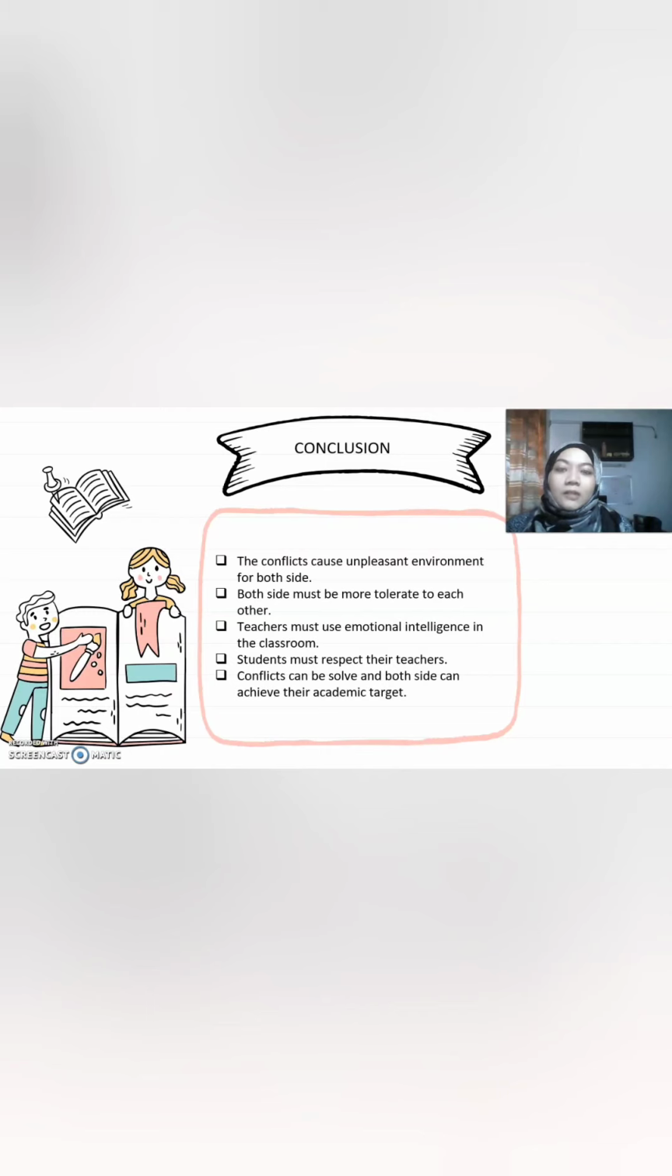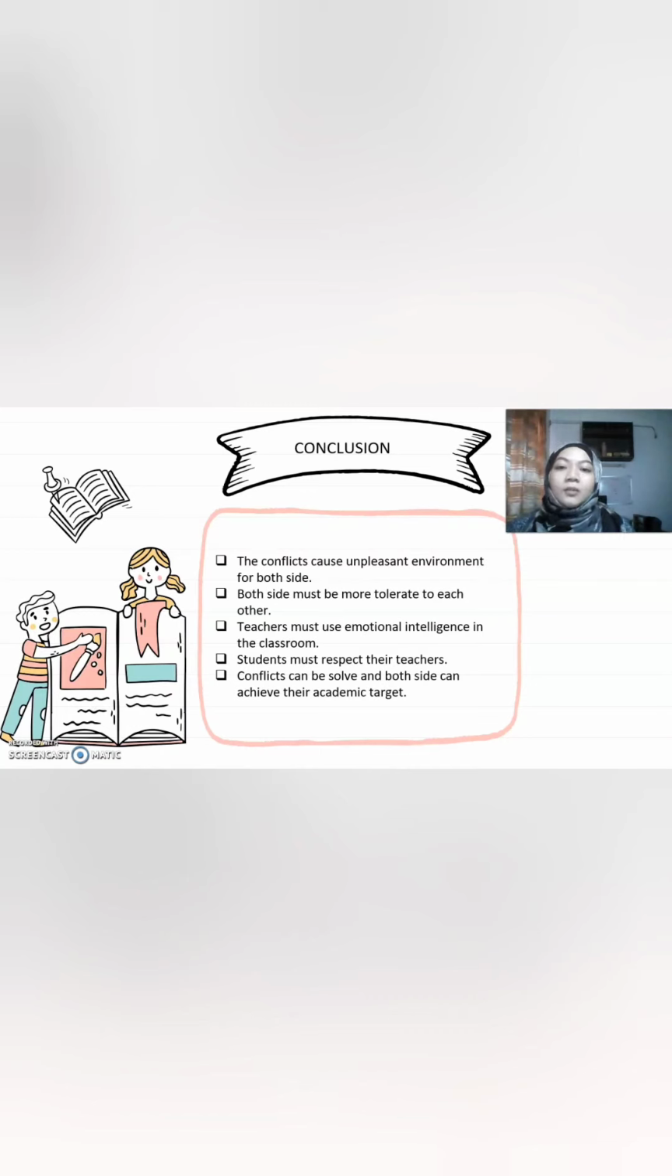So in closing, the conflict that arises between teachers and students is undeniably unpleasant, as teachers and students should be on the same page to develop the sense of academic success. So by hook or by crook, the conflict should be resolved for the sake of both sides.